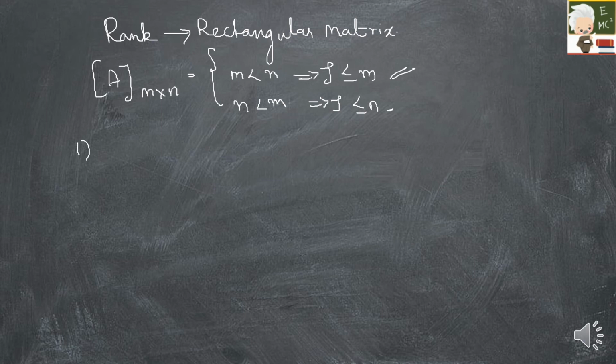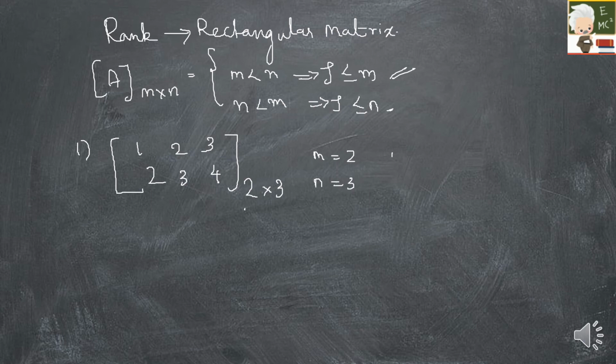So first let me take 1, 2, 3, 2, 3, 4. Okay, so what is the order of this matrix? It is 2 cross 3, right? So here, what is your m value? M is 2 and your n is 3. So here your m is less than n, so your rank should be less than or equal to 2. Okay, so this is the condition.